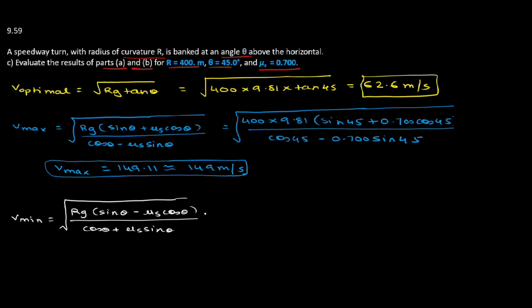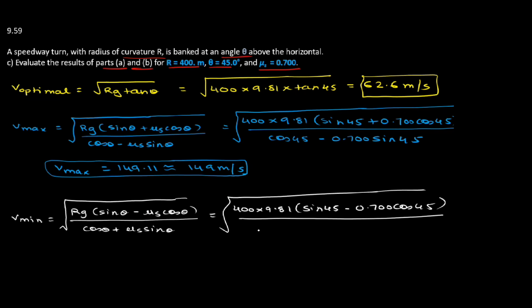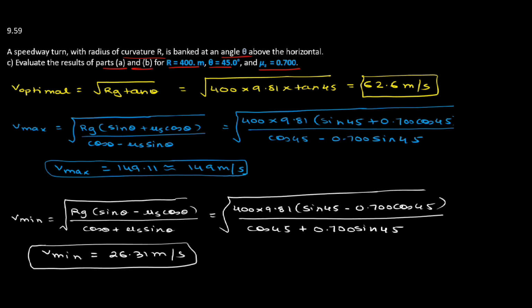Then we solve for the minimum speed. We write square root, R is again 400 times 9.81, times sine of the angle 45 minus 0.700 cosine 45, over cosine 45 plus 0.700 sine 45. And then when you solve, you get V minimum to be equal to 26.31 meters per second.